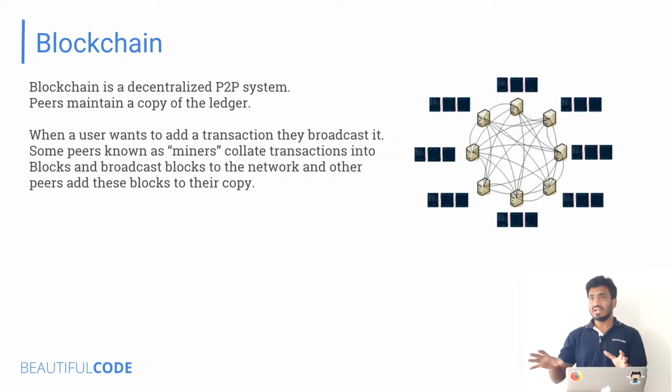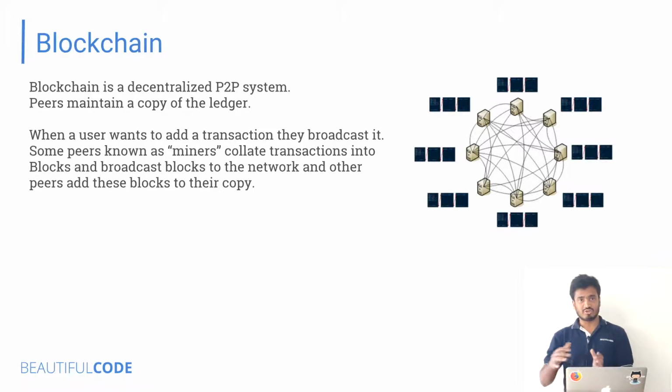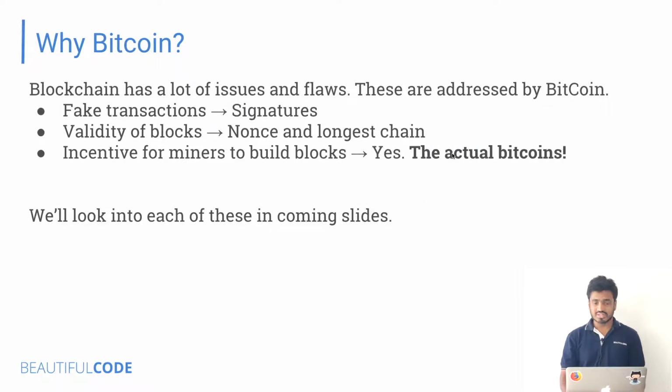This goes into a pool, and there are peers called miners. They collect these transactions from the pool and collate them into blocks. These blocks are broadcasted back to the network, and peers in the network can add them to their personal copy of the blockchain. But this has lots of problems, like what is stopping people from adding fake transactions, the validity of the blocks, and there is really no incentive for making the blocks right now. So we'll see how Bitcoin actually solves all these problems.